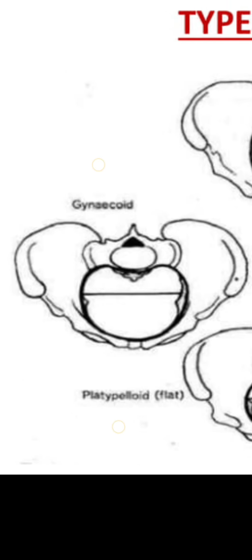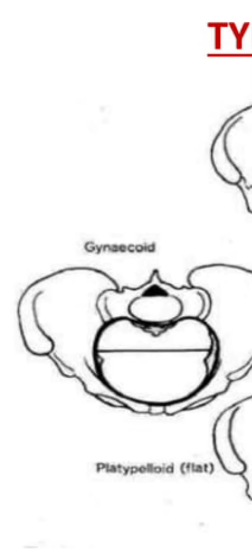So the first one is the gynecoid pelvis, which is the female pelvis. It is suitable for childbirth. It has a wider brim. Ischial spines are blunt, and the subpubic angle is 90 degrees.